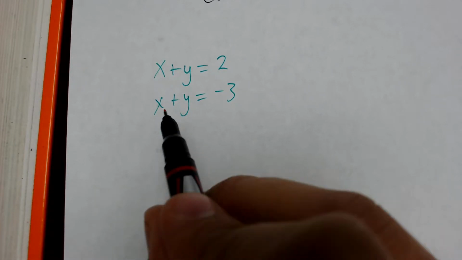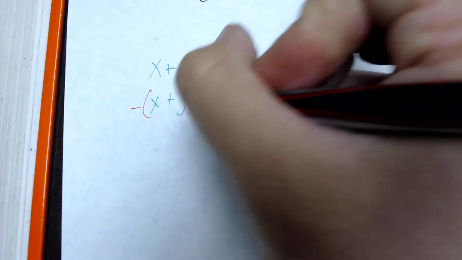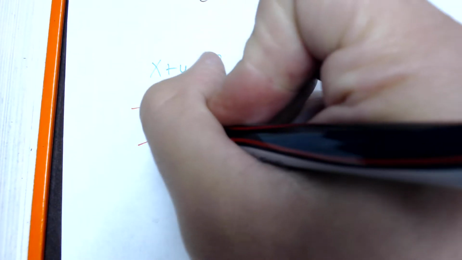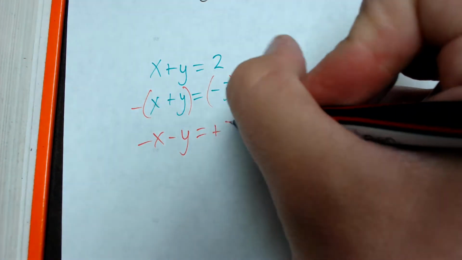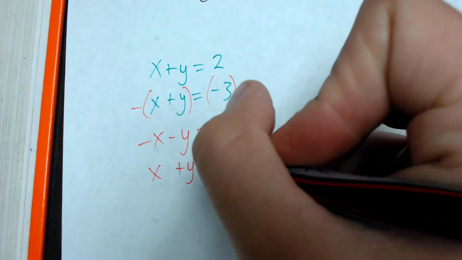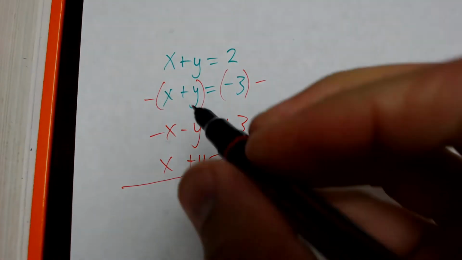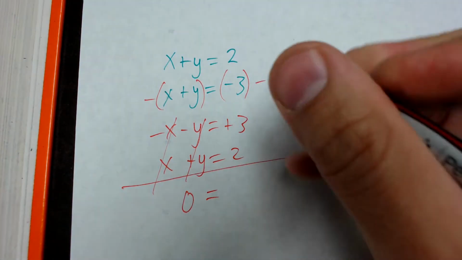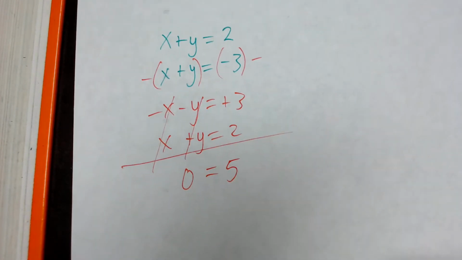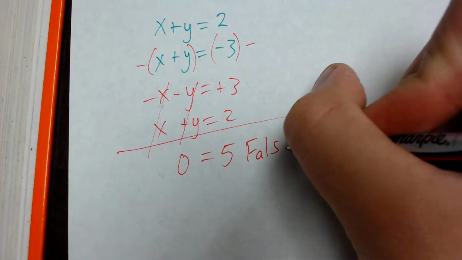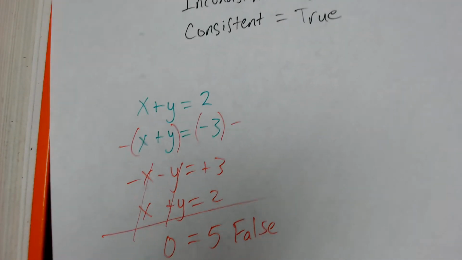Now I see very quickly I can use elimination to solve this. All I have to do is multiply the bottom equation by negative 1 on each side. So the bottom equation would turn into -x minus y equals +3. And then if I were to add the top equation, x plus y equals 2, I'd find out that the x would cancel, the y would cancel, so I'm left with 0 on this side, and then 3 plus 2 is 5. So, does 0 equal 5? The answer is no, that is false. So, this is inconsistent.